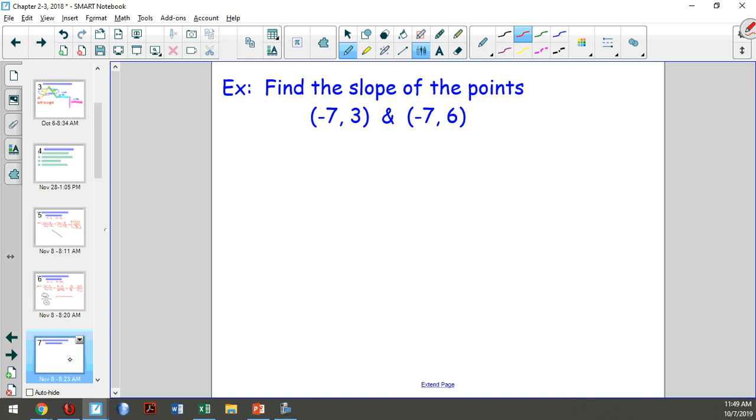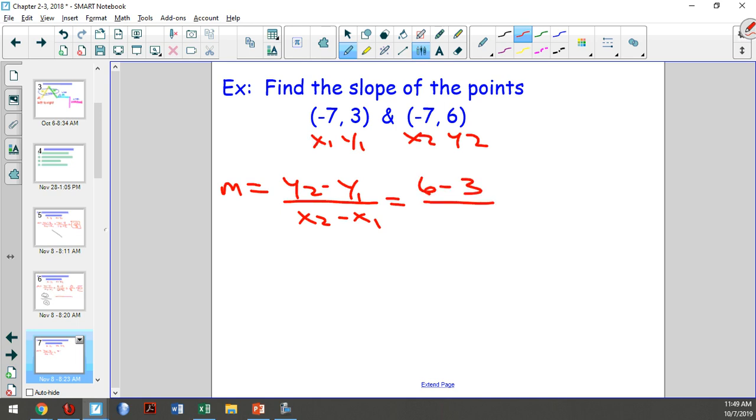Step 1. Label x1, y1, x2, y2. Step 2. Formula: m is equal to y2 minus y1 over x2 minus x1. Step 3. 6 minus 3 over negative 7 minus negative 7. What is 6 take away 3? A double negative is a positive. What's negative 7 plus 7?